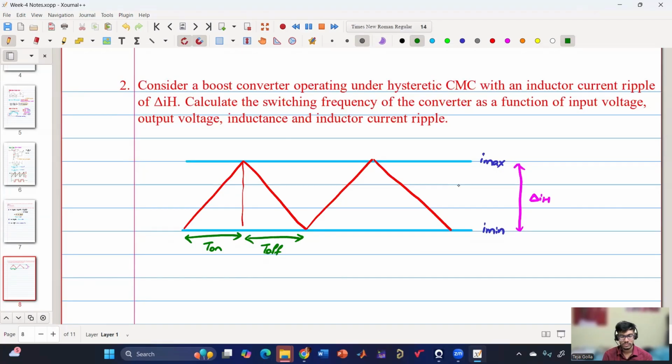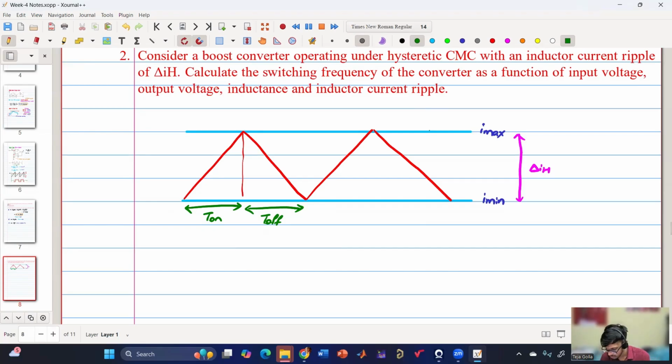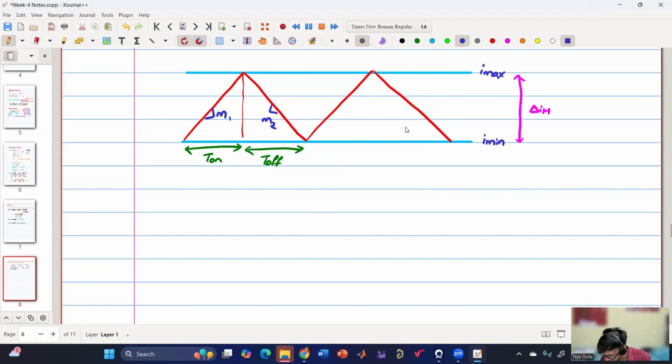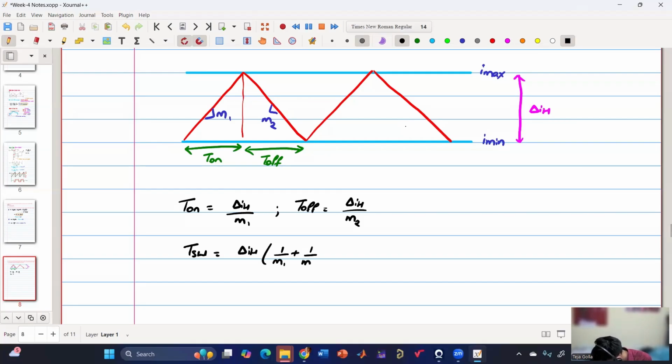T switching equal to T on plus T off. Then T on equal to delta IH by M1, T off equal to delta IH by M2. Yes, very good. So we know that this slope is M1, this slope is M2. We can calculate T on and T off. T on is nothing but delta IH by M1, and T off is nothing but delta IH by M2. So now the switching period is delta IH into (1 by M1 plus 1 by M2). So what is M1 and what is M2 in the case of boost converter?